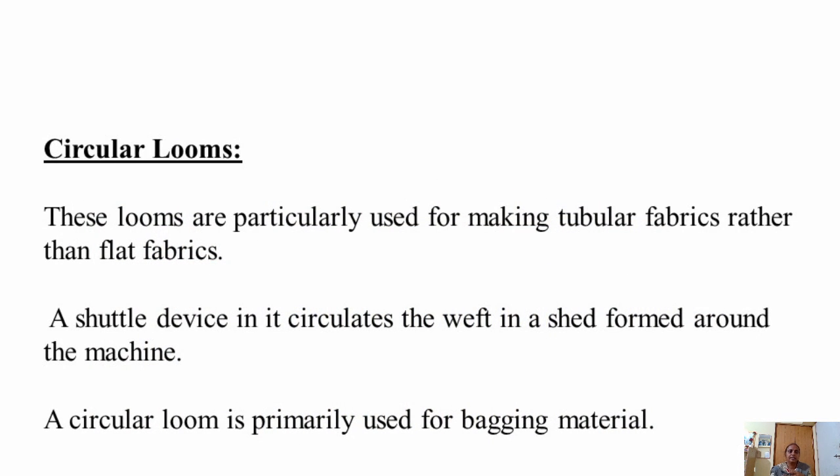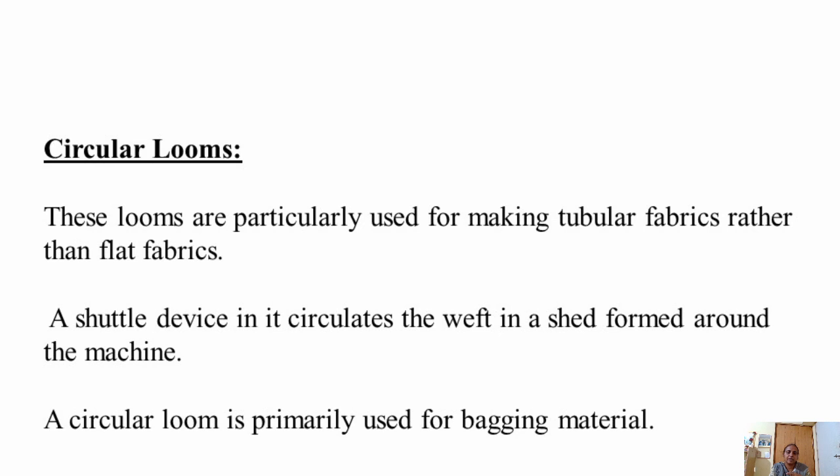Circular looms. These looms are particularly used for making tubular fabrics rather than flat fabrics. A shuttle device circulates the weft in a shed formed around the machine. A circular loom is primarily used for bagging material. As the name indicates, it produces tubular fabrics rather than flat fabrics.